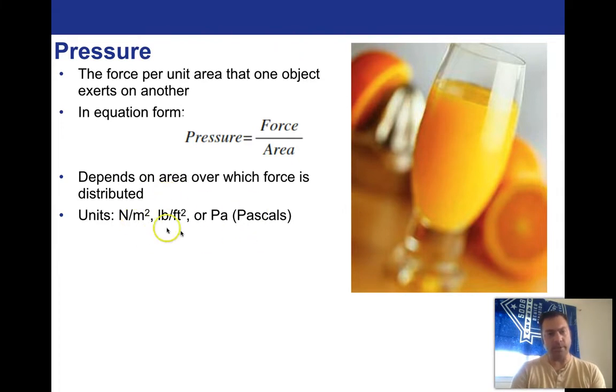And here are the units: newtons per meter squared, or something that I actually really like, pascals. A pascal is basically the equivalent of a newton per meter squared.